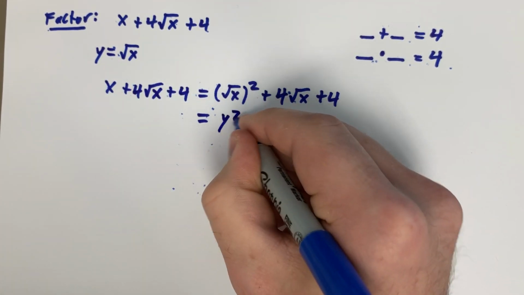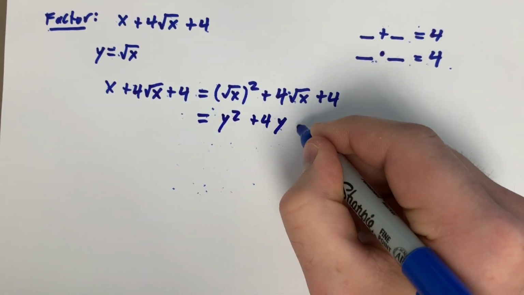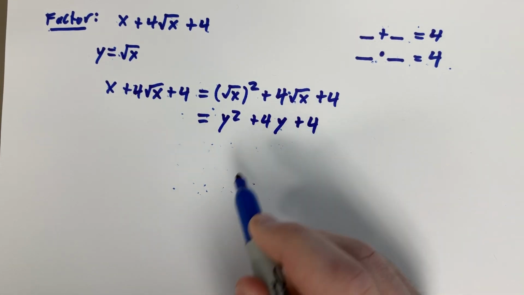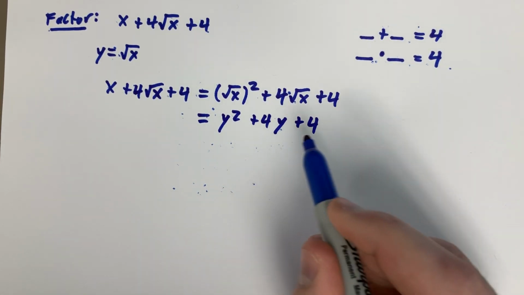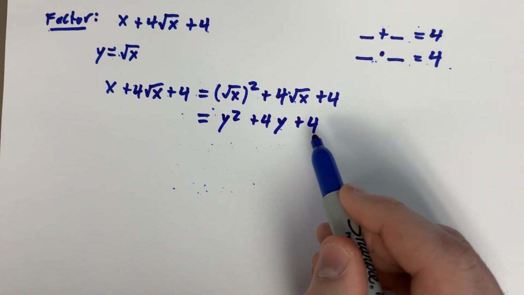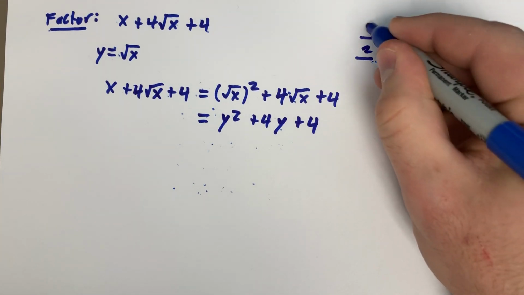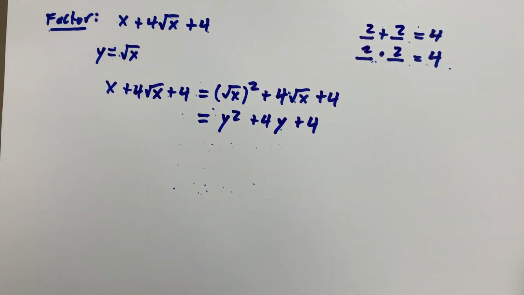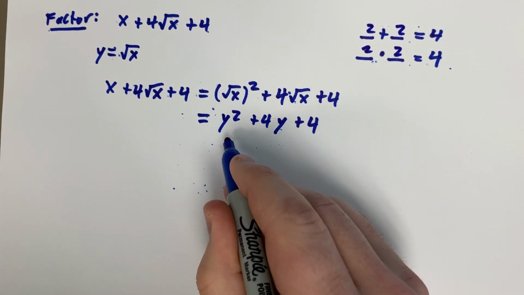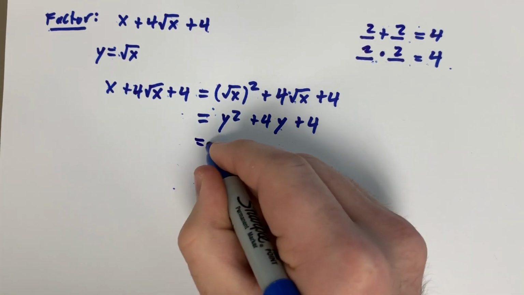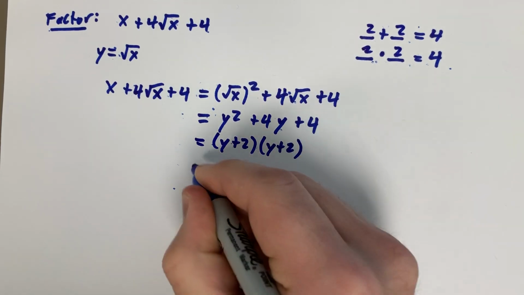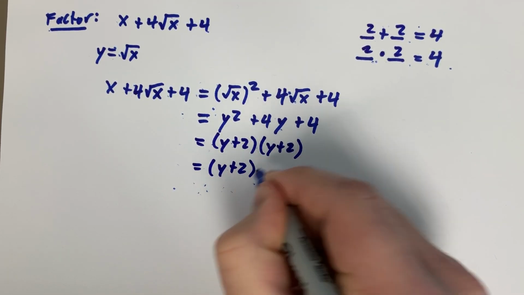So this gives me y squared plus 4y plus 4. Now I have a quadratic expression in y. And just like in difficulty 1, I want to find two numbers that add to 4 that multiply to 4. At this point, the obvious choice is going to be 2 and 2. So 2 times 2 gives 4, 2 plus 2 gives 4. It's a nice little property of 2 and 2. So with that in mind, we can factor this as y plus 2 times y plus 2. Or if you like, y plus 2 quantity squared.